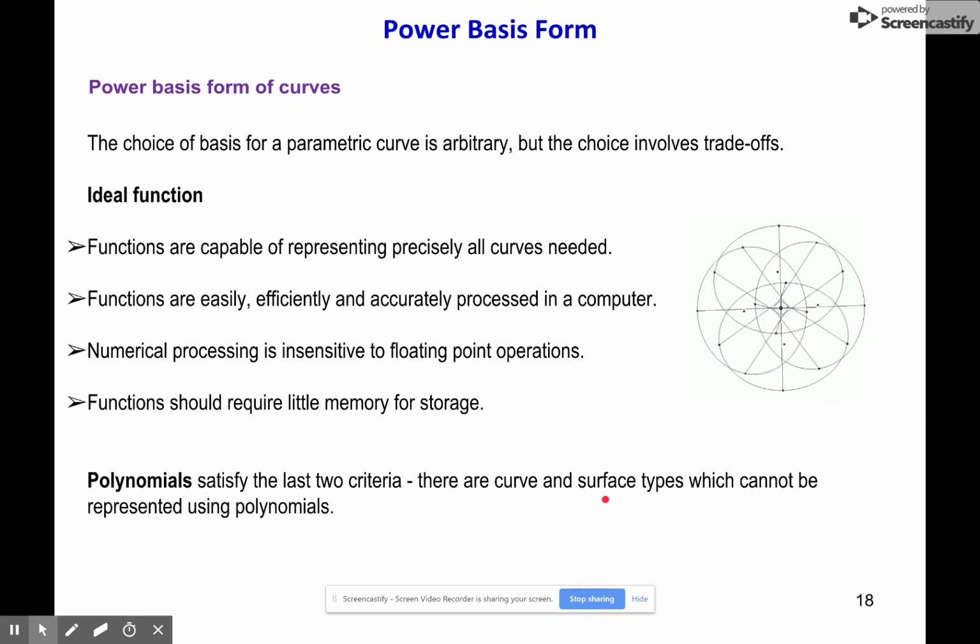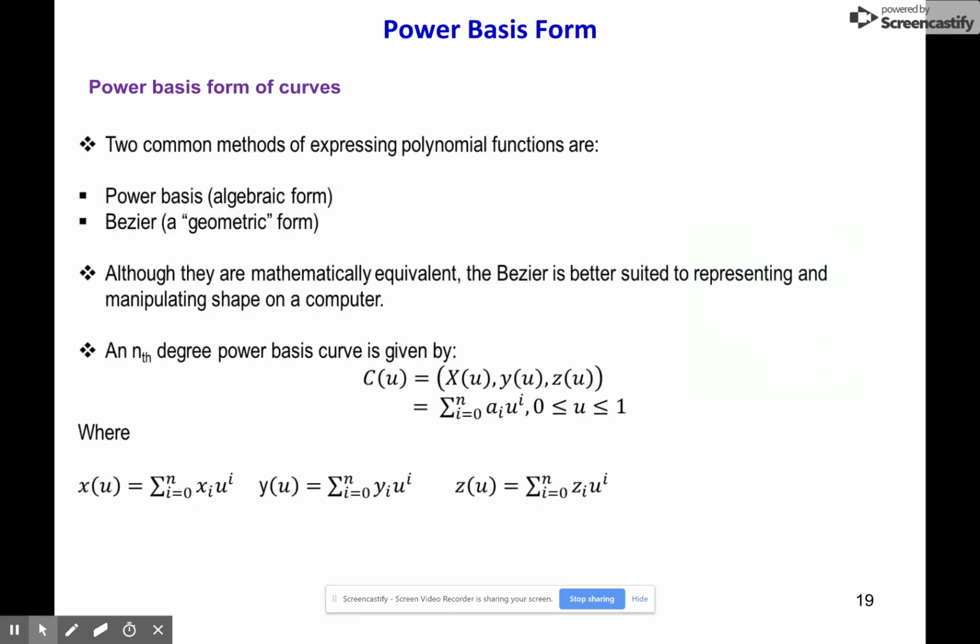We have another ideal representation of the function for parametric form by using power basis form. Basically, the ideal function should be very computer friendly, require very little memory for storage, have very few floating point errors, and be a very easy representation when compared to other functions. So we are taking the ideal function as polynomials here. We'll see how we represent polynomials to design curves and surfaces.